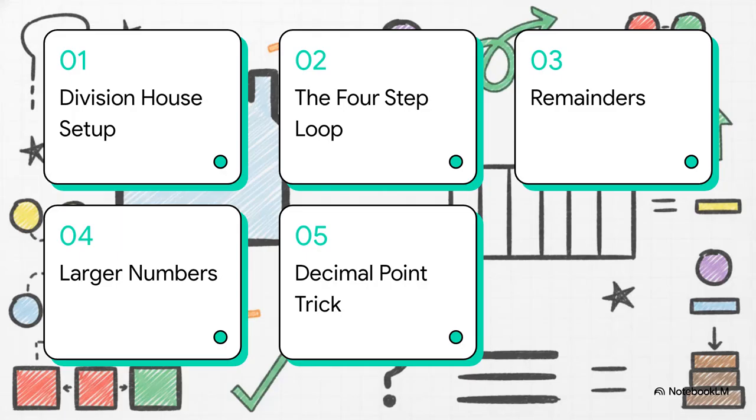Okay, let's dive right into this. Here is our roadmap for today. We're going to conquer this in 5 stages. First, the division house setup. Second, the 4-step loop. Third, dealing with remainders. Fourth, dividing larger numbers. And finally, the decimal point trick.